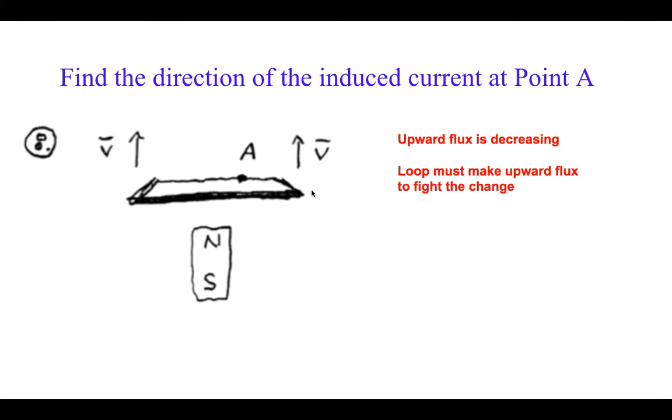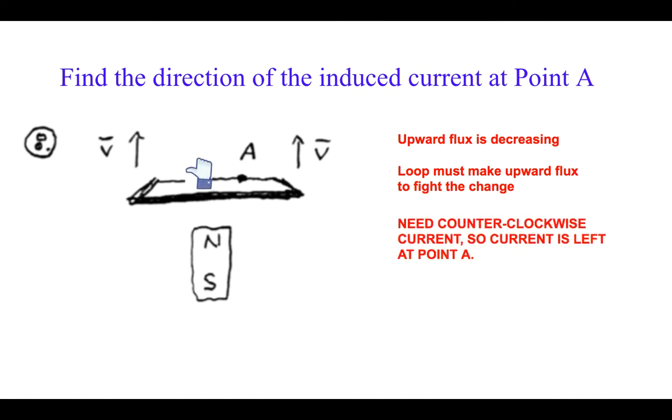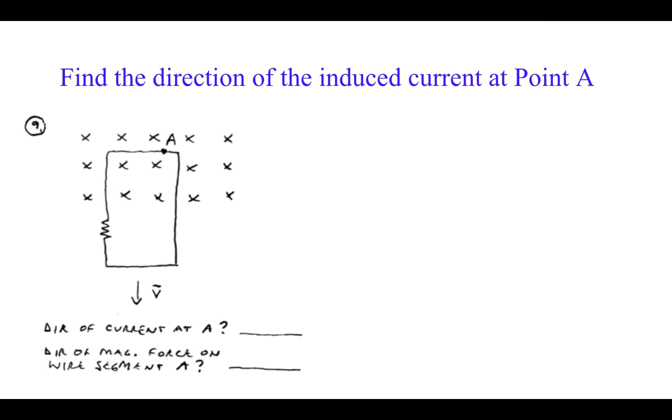And so let's see, if we want to make upward flux, that means in this front segment of wire here, the current's going to have to be going left to right. And so in the back segment, it's going to have to go right to left. And so it looks like we need, again, a counterclockwise current. So the current's going to be to the left at point A. And final example I've got for you here.